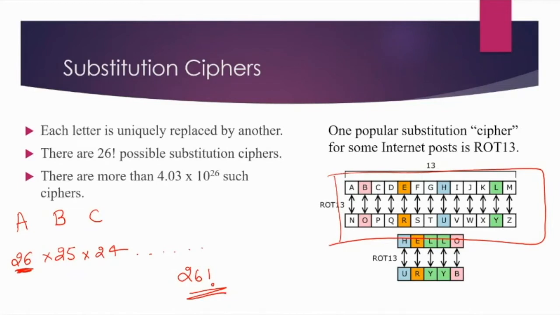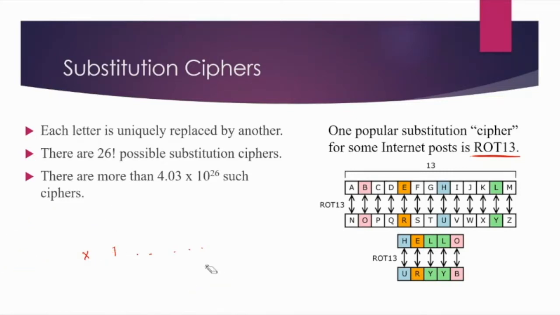There is one very famous substitution cipher which is used in internet posts, that is ROT13. The full form is rotation 13. You have to rotate the entire thing by 13. Since there are 26 letters in the English alphabet, just divide it into two groups, 13 and 13: the first 13 letters and the next 13 letters. And the map is quite simple.